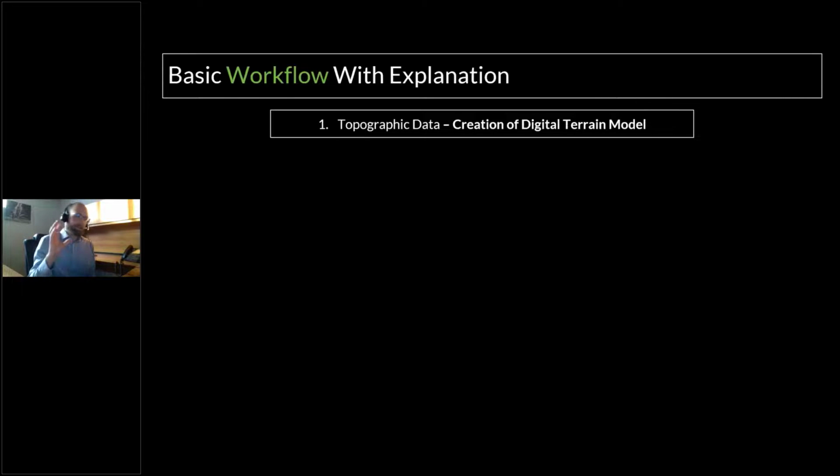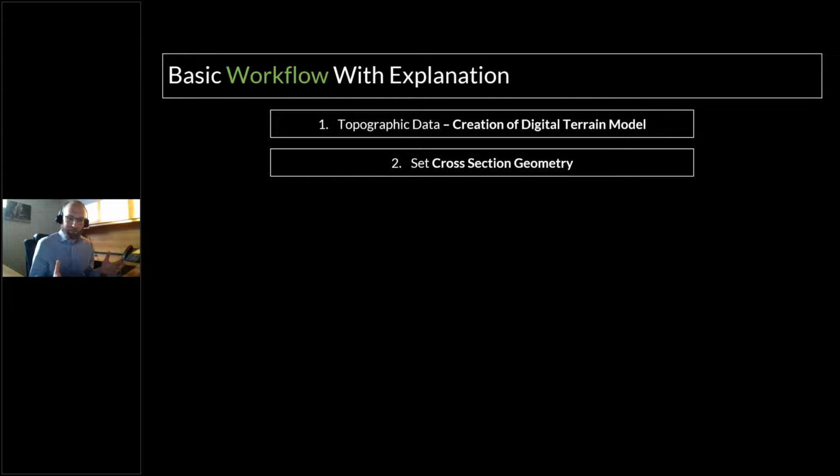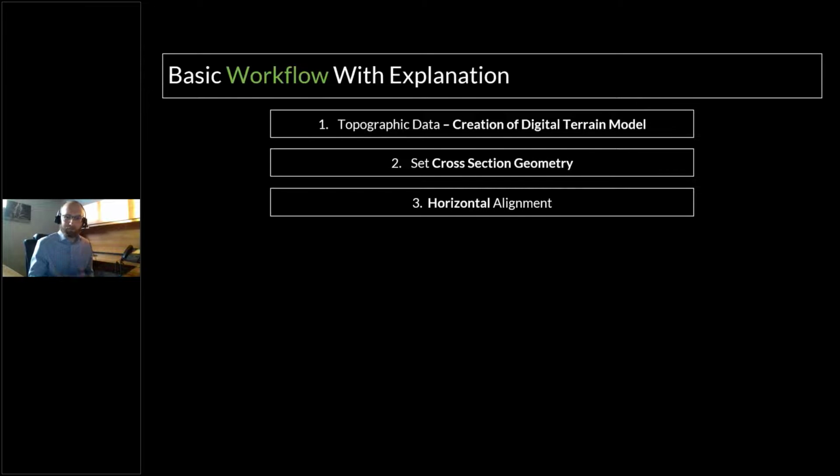So then we'll take that LiDAR, or we'll take our topo data, make a model out of it, and then we're going to jump over to the actual design side of the software. And for that, we're going to start by setting up a cross-section template. We're going to select our horizontal alignment, and as we do that, it's going to become iterative as we adjust our vertical alignment, add curves, etc. So there's lots of refining.